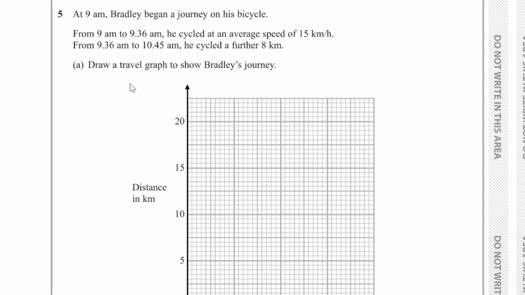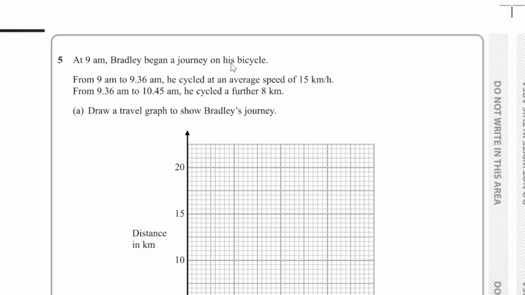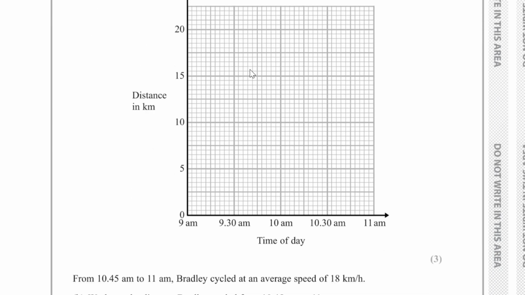Question number 5. At 9 AM, Bradley began a journey on his bicycle. From 9 AM to 9:36 AM, he cycled at an average speed of 15 kilometers per hour. From 9:36 to 10:45, he cycled a further 8 kilometers. We have to draw a travel graph to show Bradley's journey.